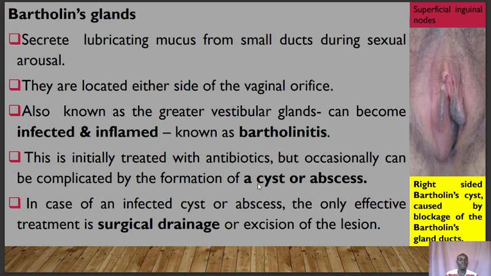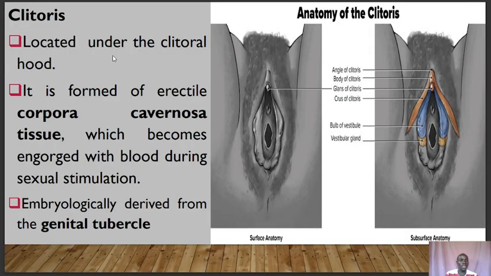Bartholinitis is initially treated with antibiotics, but occasionally it can be complicated and lead to the formation of cysts or an abscess. In the case of an infected cyst or an abscess, the only effective treatment is normally surgical drainage or excision of the lesion. Like you can see, a right-sided Bartholin cyst caused by the blockage of the Bartholin glands, or the greater vestibule glands.